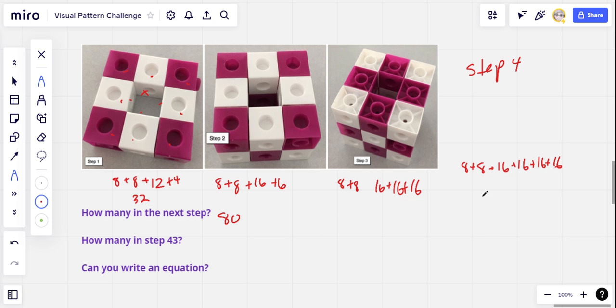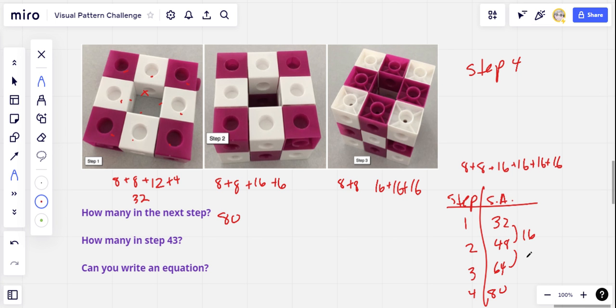All right, let's try analyzing these numbers. These numbers are getting pretty big. We're going to make a chart with the step and the surface area for each step. So in step 1, we said 32. In step 2, we're just basically adding 16 every step. So 32 plus 16 would be 48. And in step 3, then, that would be 64. And in step 4, we're predicting 80. If we take the difference, it probably won't surprise you. 48 minus 32, 16. 64 minus 48, 16. 80 minus 64, 16. So we're adding 16 every time.